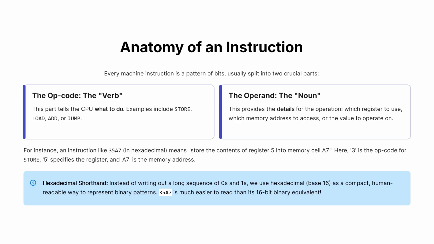hexadecimal digits. The first digit is the opcode. So an instruction that starts with 3 means store. An instruction that starts with 1 means load from memory. An instruction like 35A7 means store the contents of register 5 into memory cell A7. Hexadecimal is just a shorthand for binary. Instead of writing 16 ones and zeros, we write 4 hex digits. It's the same information, just way easier to read.